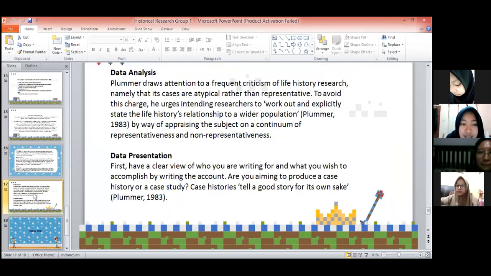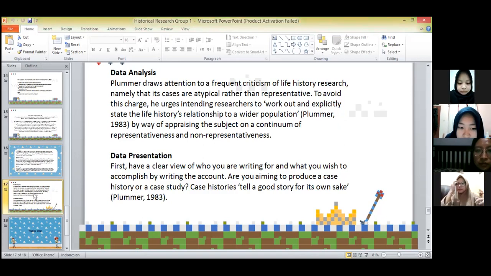The last part is data analysis. Plummer draws attention to a frequent criticism of life history research, namely that it is case or typical rather than representative. To avoid this charge, he urges researchers to work out and imply the status of the life history in relationship to a wider population, by way of placing the subject on a continuum of representativeness and non-representativeness. And the last is data presentation.